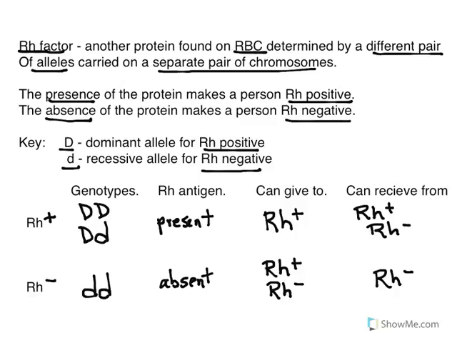Now, the best type of blood we mentioned before, the universal donor, is O. Now we have to specify O negative is going to be the best to give to everybody. Universal donor.